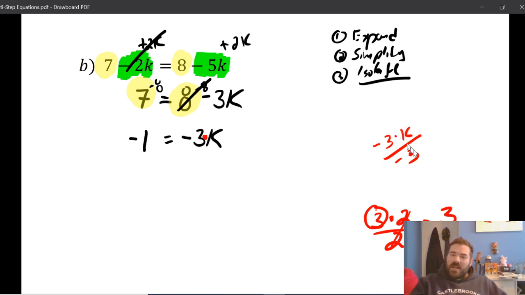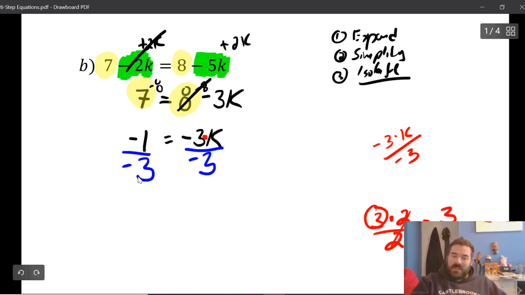So as long as I'm dividing and multiplying by the same value, and it has to be the same sign too, I can get rid of what's going on. So I can isolate that k. So let's do that. Let's divide negative 3k by negative 3. So now I'm multiplying k by negative 3, but I'm also dividing k by negative 3, so that's going to eliminate itself. But whatever I do to one side, I have to do to the other, so I also have to divide negative 1 by negative 3.